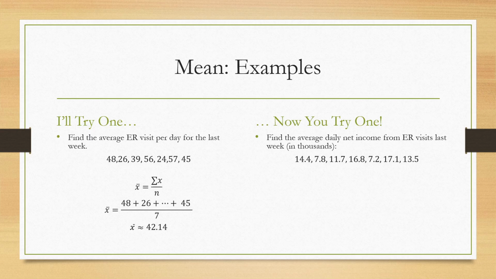Okay, coming back, hopefully you got the chance to work through this. I have x bar equals the sum of x over n. This is the same equation as before. Sum of x, I add up all the values, divide by how many I have. I still have 7 from the last week, add them all up. I get about 12.64, hopefully, something in there.